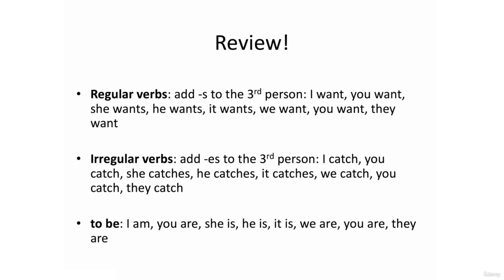We also use the present simple to express a feeling that is happening now and can use the verb to be, which is also irregular. We conjugate it as follows. I am, you are, he is, she is, it is, we are, you are, they are.